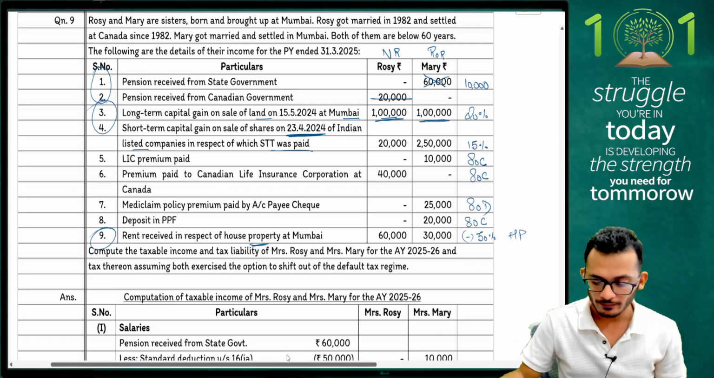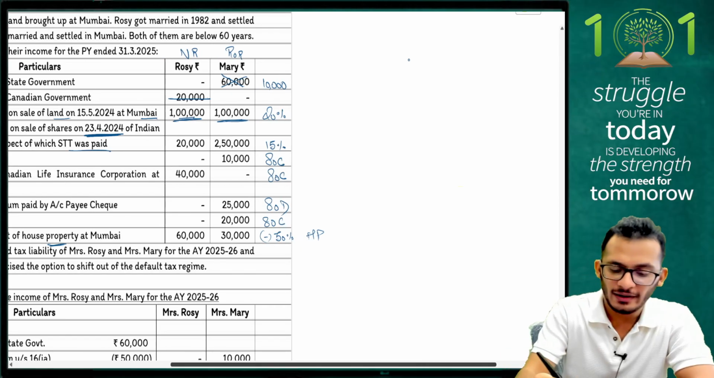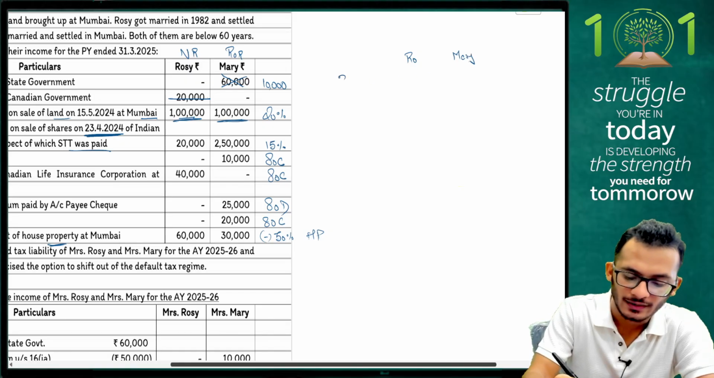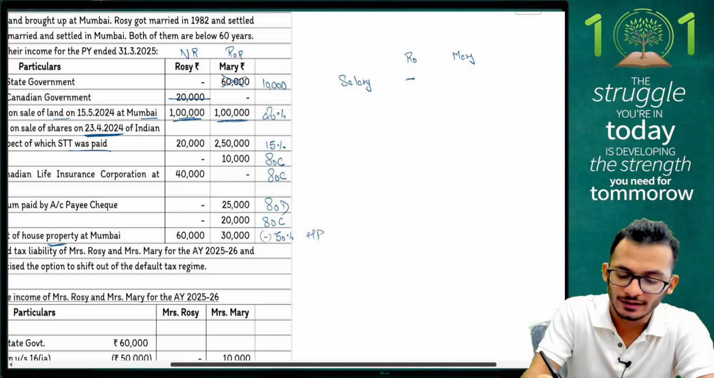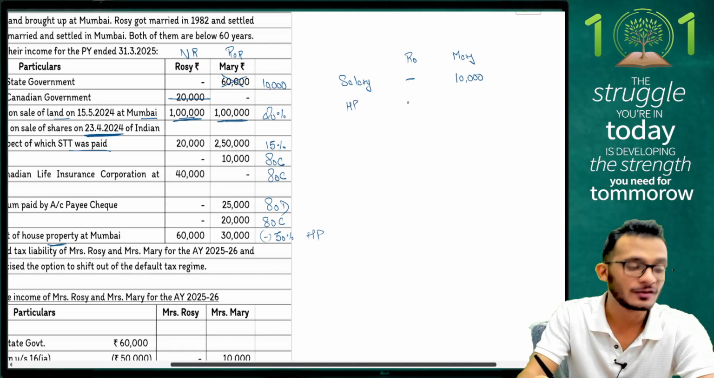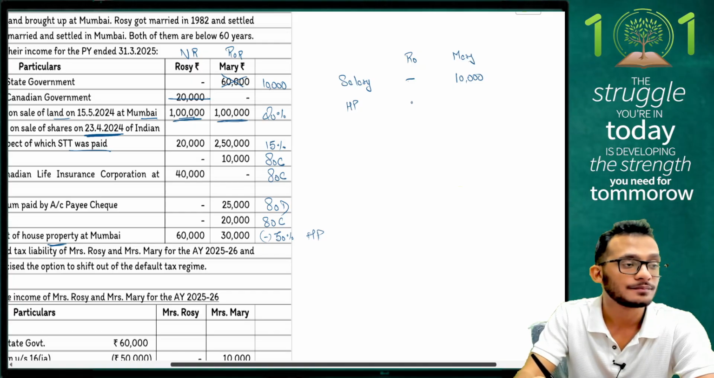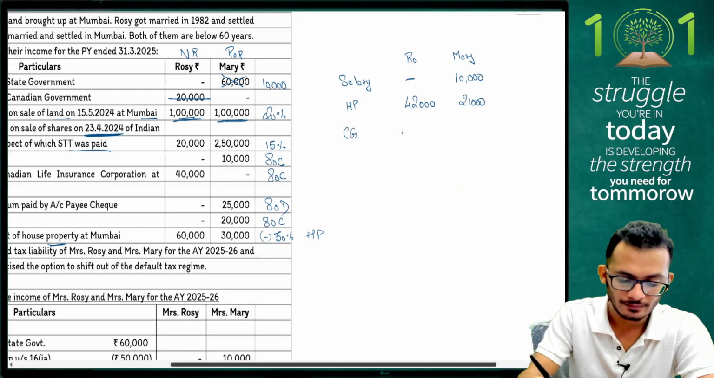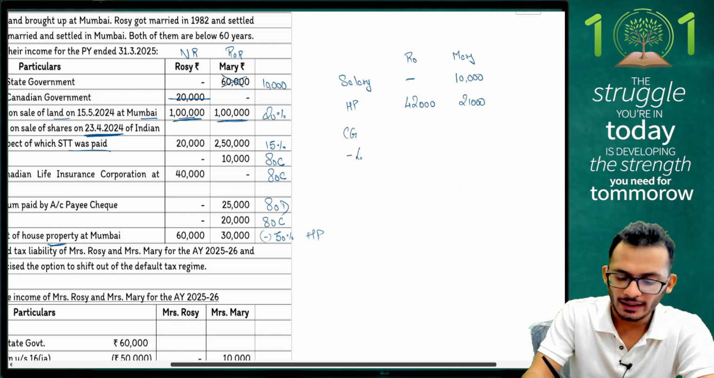Let's see if you're able to grab it. What and all am I going to tax? I'm having Rosie and Mary. Rosie receives salary of 0. Mary receives salary of 10,000 after standard deduction. Do I have HP? HP for Rosie is 42, Mary is 21. Capital gains: I have two, LTCG of 1 lakh and 1 lakh. Yeah, 20,000.